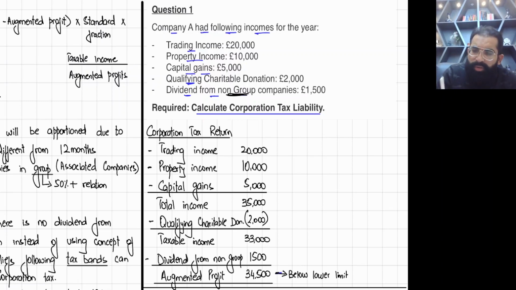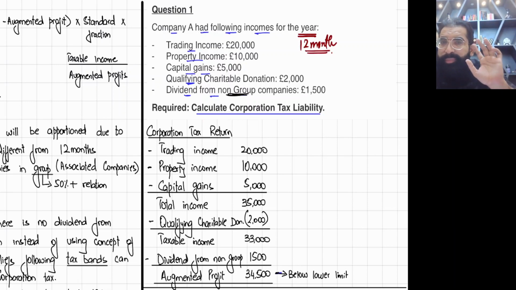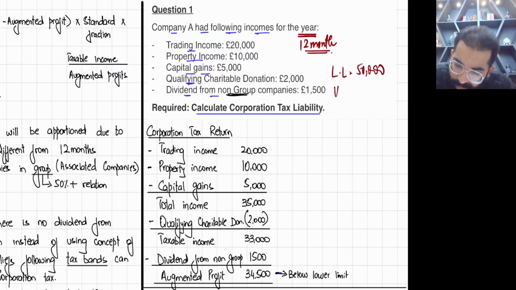So the company has the following incomes for the year. For the year means 12 months. The accounting period is exactly 12 months. When the accounting period is exactly 12 months, then there is no need to apportion the limits. And there are no 51% group companies. See the screen, in this question there are none. So your lower limit is simply 50 and your upper limit is 250. Simply write the limits.